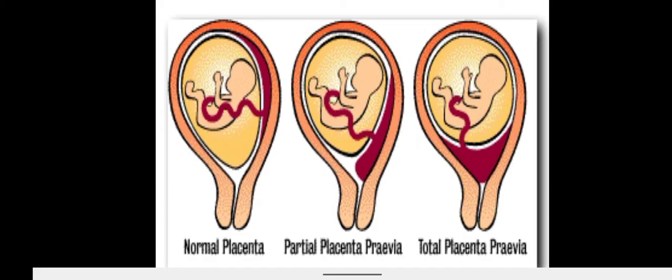So that is the picture for the placenta: normal placenta, partial placenta previa, and total placenta previa. Total placenta previa covers the os. Partial covers the os, but when dilated, it will not cover the os.